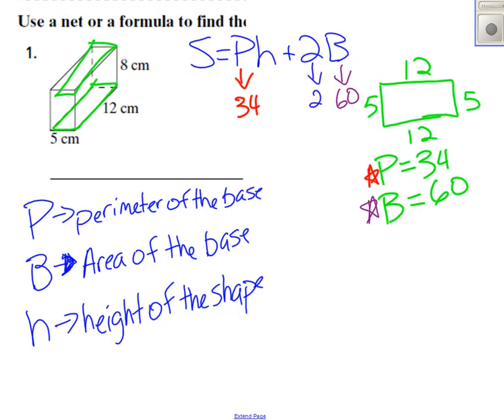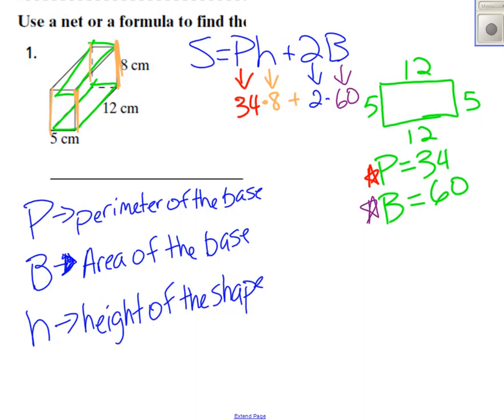Then we just fill in everything else. Well, not quite. So 2 is just 2. And then what is the height of the entire shape? It is 8. Would we do 8 times 4? No. Height is just one number. If you're not sure which number is the height, one thing to look at is that it can't be part of the base, so it can't be 5 or 12. We can also look at what side connects one base to the other, and that is these sides right here, which are all 8 centimeters. So the height of our prism is just 8.